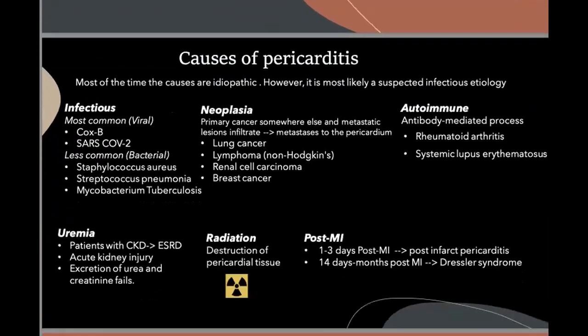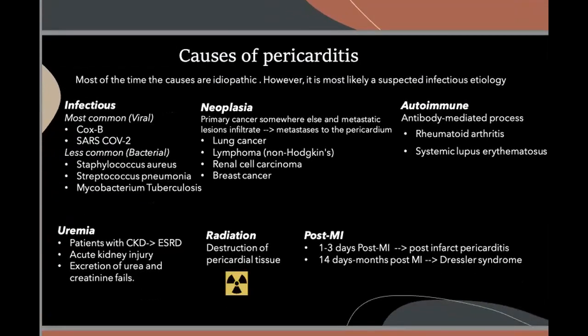And causes for pericarditis, as I mentioned before, most of the time are idiopathic. So this is very important to remember, that whenever you get a patient, it's most of the time idiopathic. But you should never forget that when we say idiopathic, you should always be suspicious of infectious causes. And of these infectious causes, the most common one will be viral, and the least common one will be bacterial.